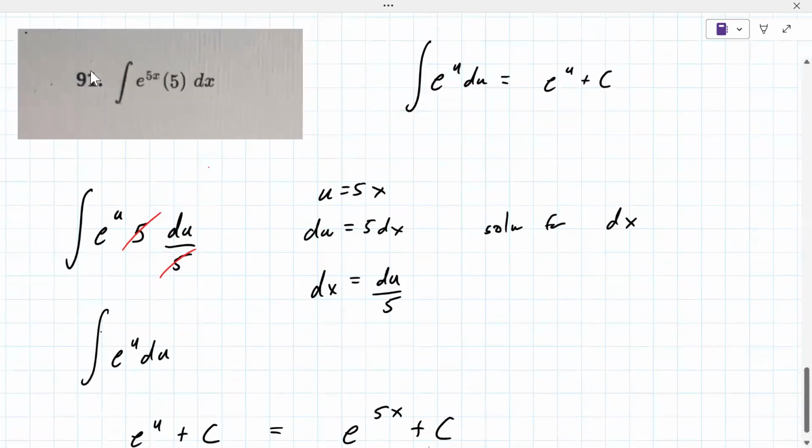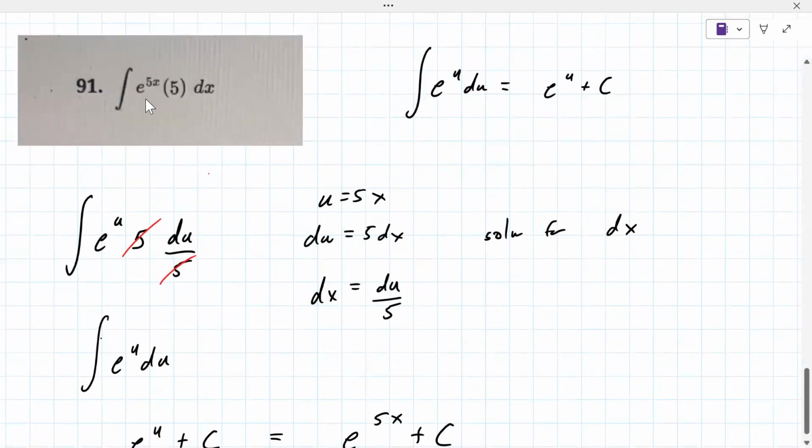Let's say this was option A. You could take its derivative and you would get that answer there.